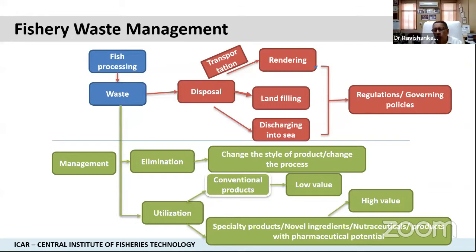Accordingly, we have to identify what product has to be done. A lot of specialty products, novel ingredients, nutraceutical products can be done. A lot of high value products can be done. I'm telling you, people can make more money from this than from the main product. I know Veraval also, Porbandar has already got a collagen factory. So similar options are available for others.